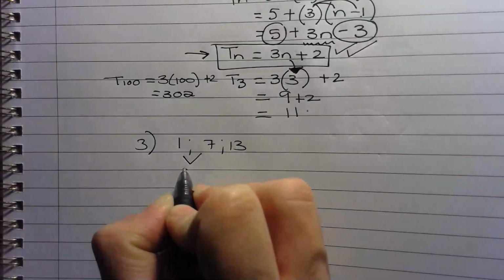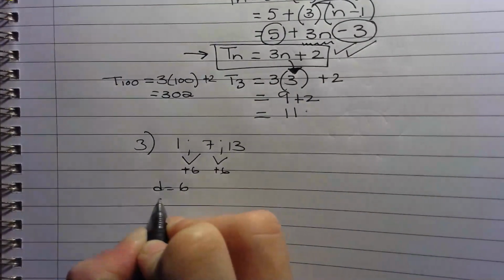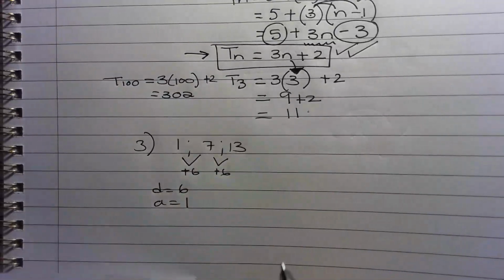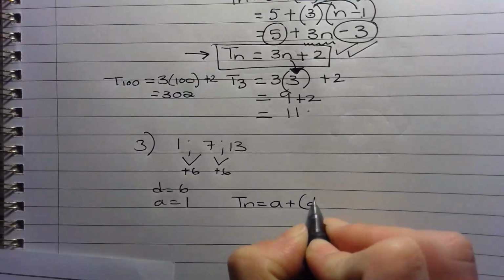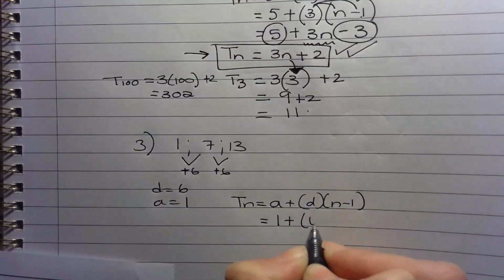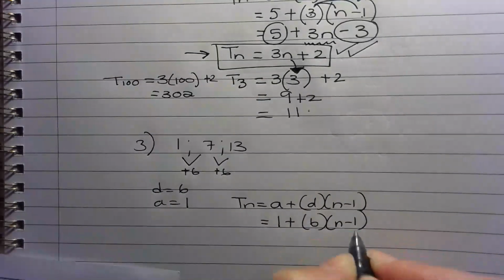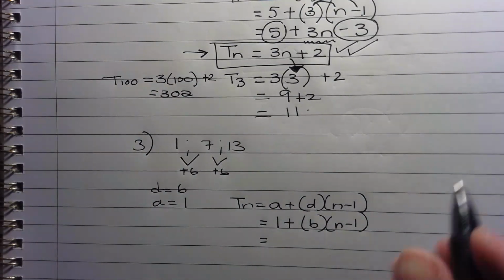First job, I've added 6. So my difference is 6. My a value is 1, the first number. So Tn is equal to a plus d into n minus 1. So it's 1 plus 6 into n minus 1. And we don't fill in the n here because we want to make it for any n value. So we're going to keep it n so that we can then choose what n to fill in.